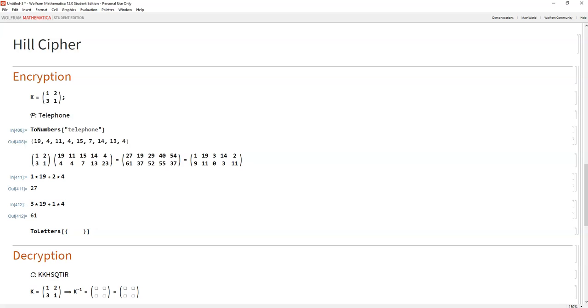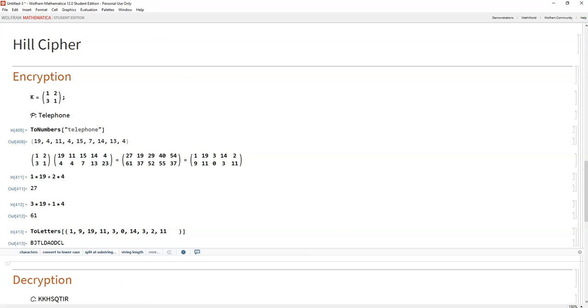Okay, so this is my cipher matrix that's come out, and now I need to turn it back into letters. So do the same thing as I did when I was putting it into the plain text matrix. I put in my plain text as columns. I'm going to read off by columns. So it will be 1, 9, followed by 19, 11, followed by 3, 0, 14, 3, and 2, 11. And there is our ciphertext.